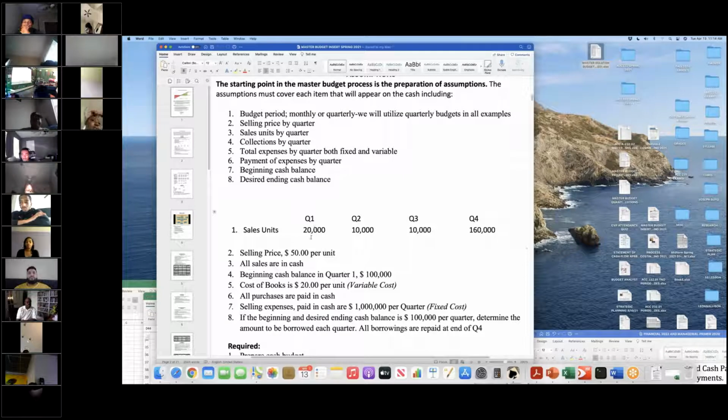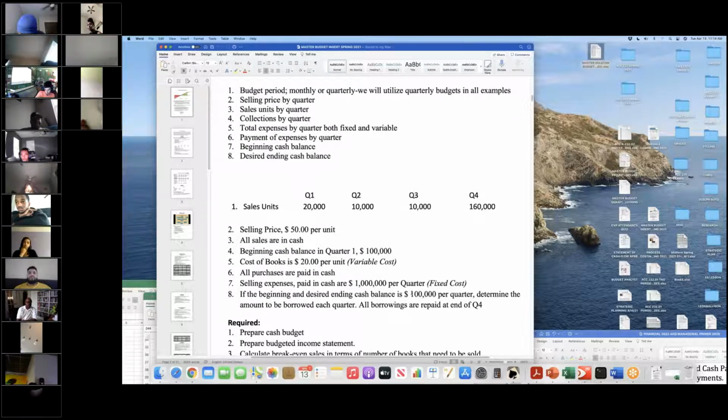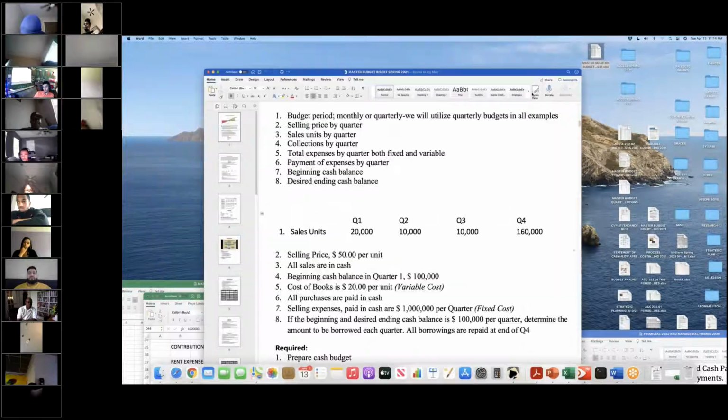And so we made the assumptions that the sales were 20,000, 10,000, 10,000, and 160,000 units. Selling price $50, all sales in cash. Beginning cash balance, and the minimum cash balance we want, is $100,000. We're selling books that cost $20 each, so that's the variable cost. All purchases paid in cash. And the selling expenses, which are our fixed costs paid quarterly, is $1 million. So every quarter, you've got to pay $1 million. And we said, what is this desired ending cash balance?